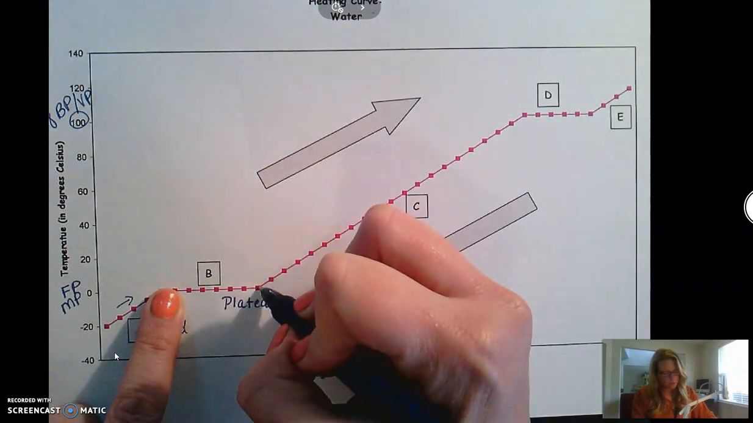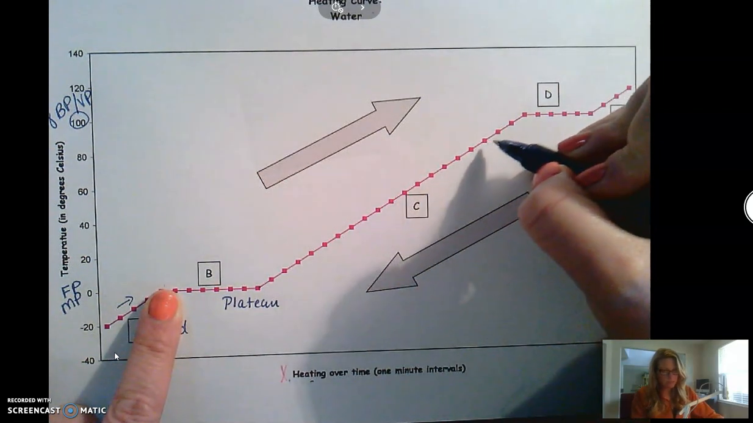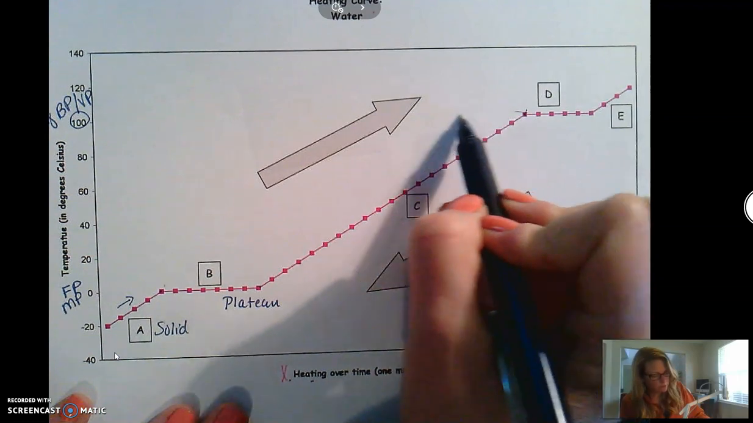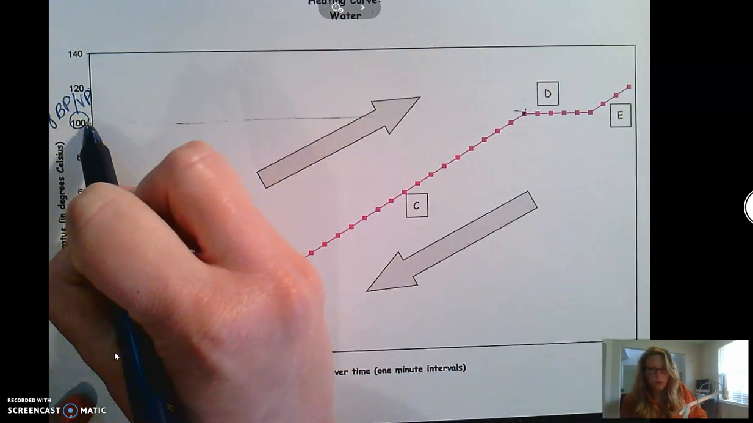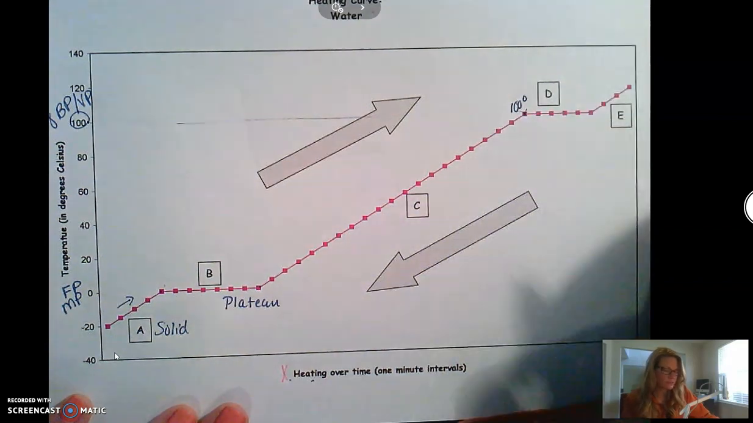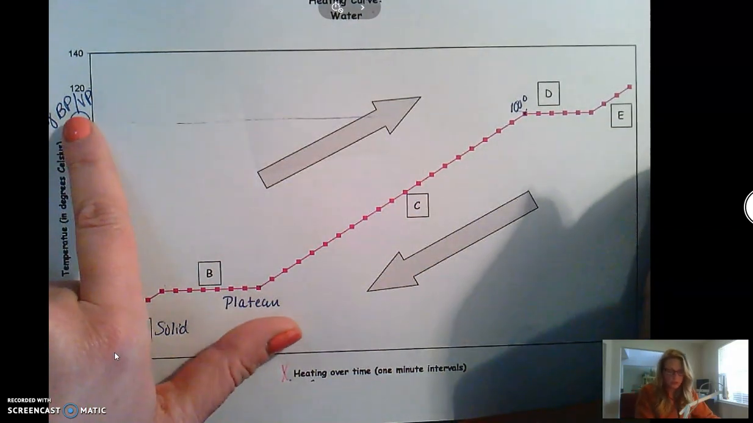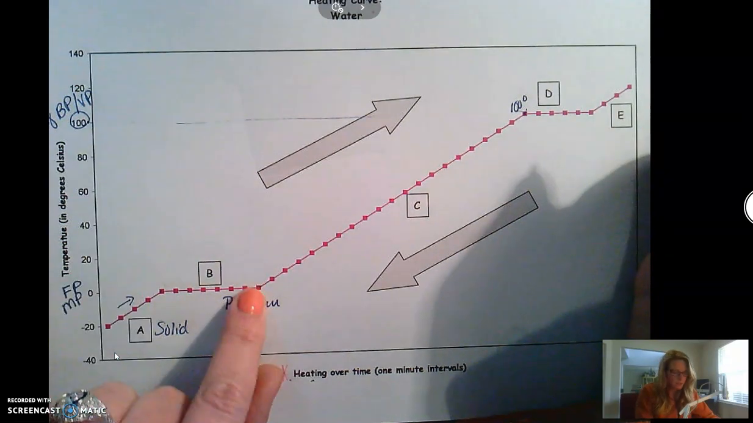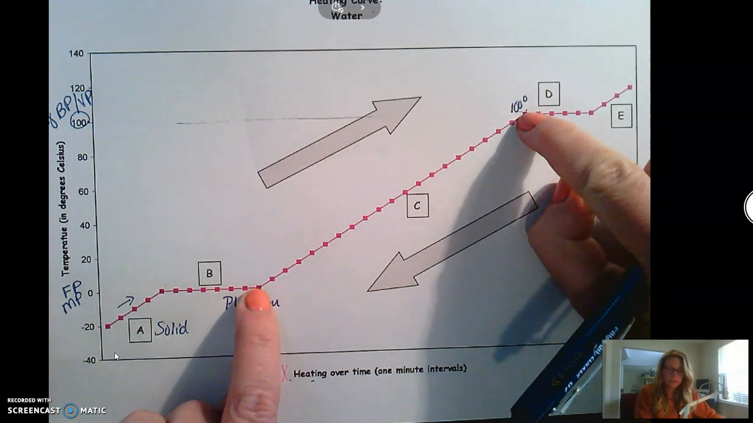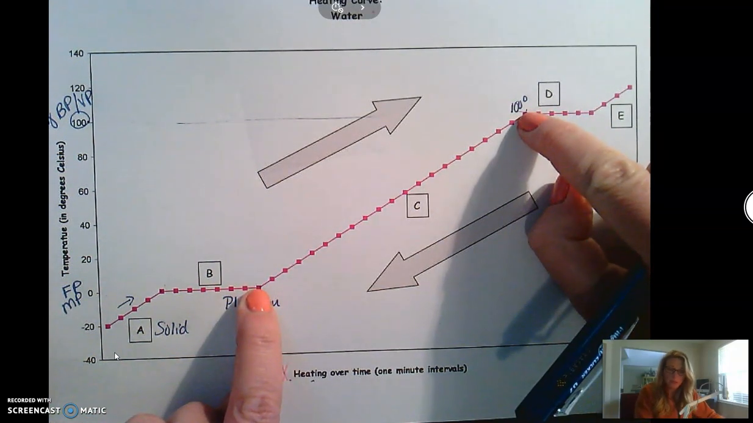So right here, we're going to start at 0 and we're going to increase temperature all the way up till we get to right here. And if I follow this line over to my y-axis, I would see that this is at 100 degrees Celsius. Well, what do we already know happens at 100 degrees Celsius? Water boils. So at 0 degrees, it has melted. At 100 degrees, it's boiling. It's turning into a vapor, also known as a gas.